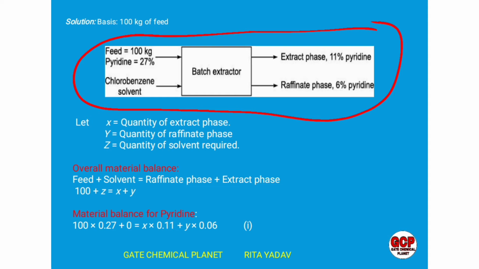Now in the extract phase there is 11% pyridine, so I am writing X into 0.11, where X is the kilograms of extract phase, plus Y, the quantity of raffinate phase. And how much pyridine is present in the raffinate phase? It is 6%, so we can write 0.06. In this way we can write the component balance equation for pyridine.